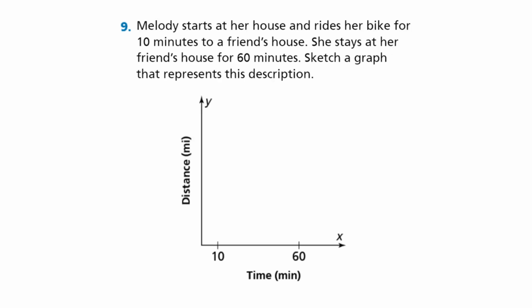Melody starts at her friend's house and rides her bike for 10 minutes. She stays at her friend's house for 60 minutes. So if we leave the house, and then at 10 minutes, we're going to draw a line of her riding her bike. And then from 10 minutes to 60 minutes, we are going to show a straight line to show that she is not moving anymore and that she stays constant at her friend's house.